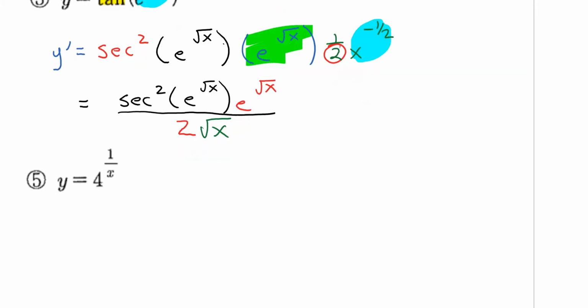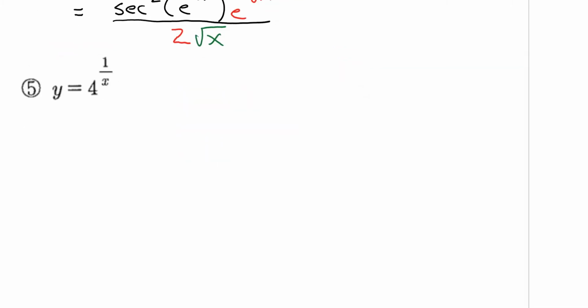Okay, let's move on to question number 5. y equals 4 to the power of 1 over x. If I'm taking this derivative here, I can start off by writing out y prime. And a lot of these exponential functions, you can start off the derivative by writing out the original problem, so 4 to the power of 1 over x. And then you need to find the derivative of 1 over x.